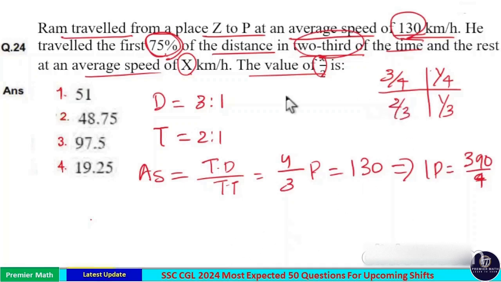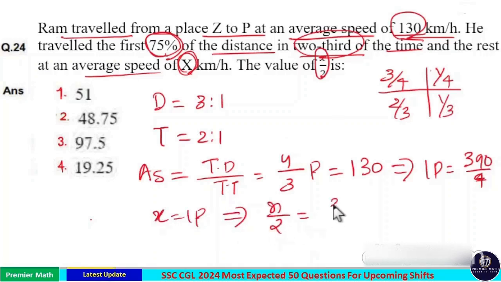Now here we need the value of x by 2. Here x means 1 part by 1 part, that is 1 part. X is equal to 1 part. 1 part is 390 by 4. So we need x by 2. X by 2 is equal to 390 by 4 into 2, that is 8.